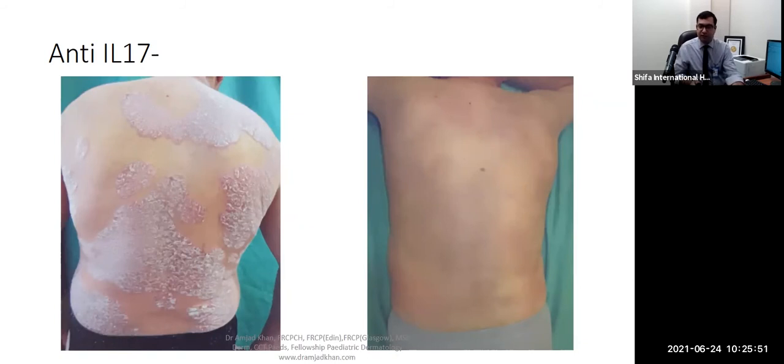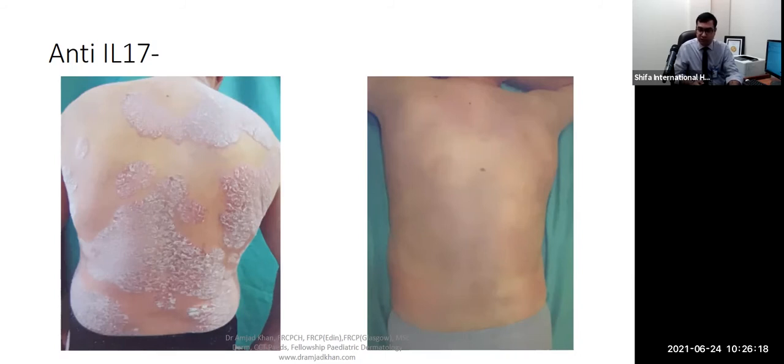anti-IL-17, within 4 weeks, you can see the response. So previously, when we were using medicines, treatments, here in Pakistan also we would settle for a little. If there was even some small improvement, we would say, thank God, and it should be so. But internationally, for psoriasis, we are aiming for 90% and even 100% clearance nowadays.